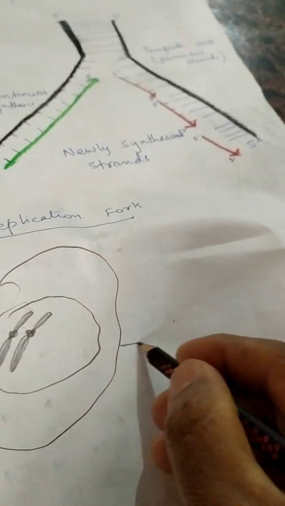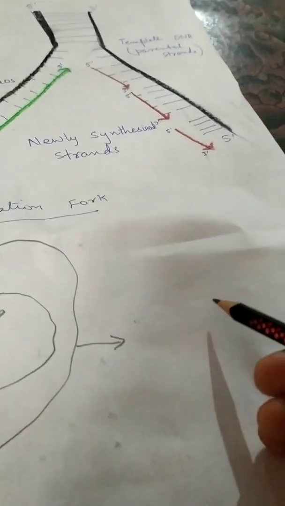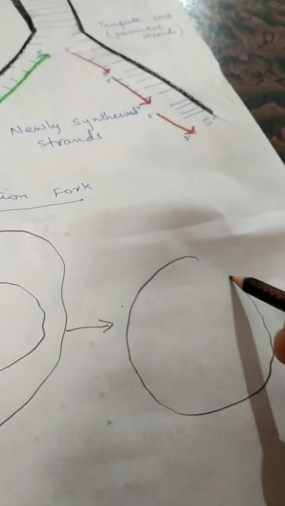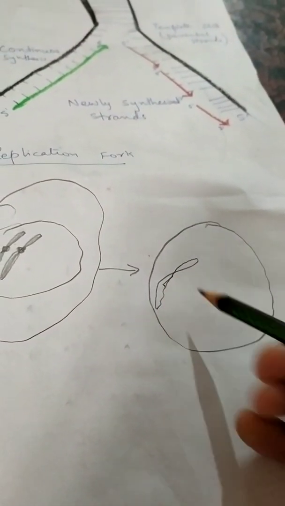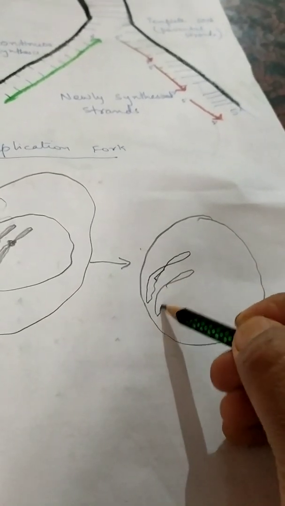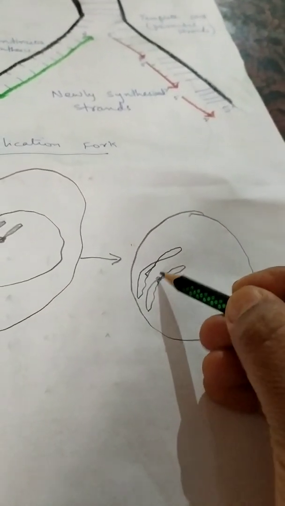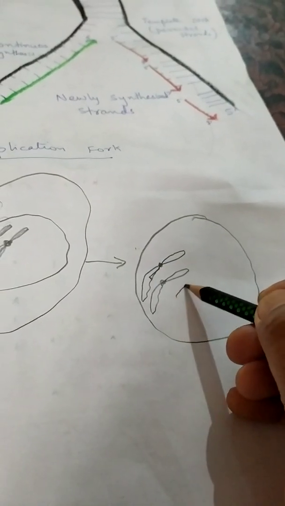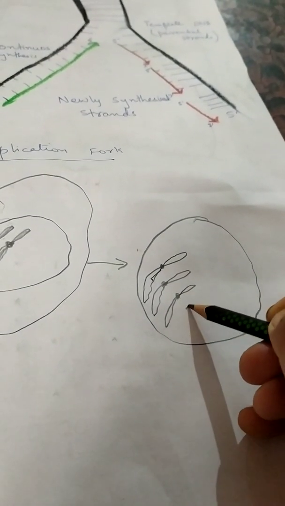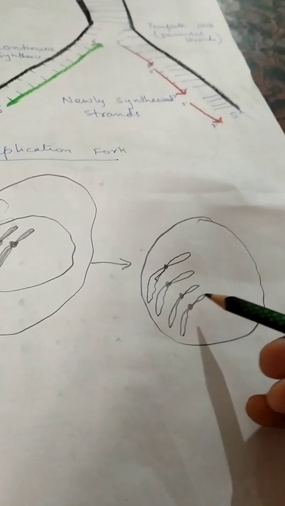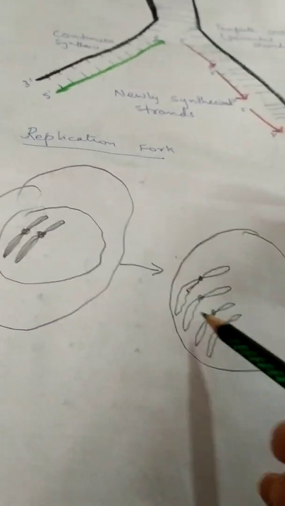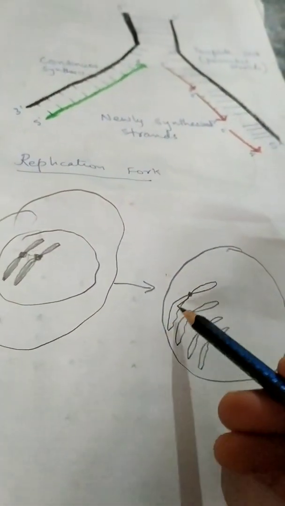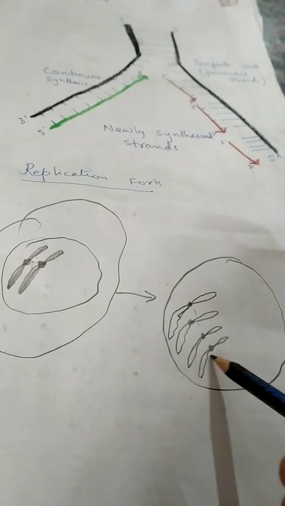So after the replication of DNA, what will happen? You see, the cell will synthesize DNA this way. These are the chromosomes. So originally there were 2 chromosomes, and later on this chromosome is divided into 2, and again this chromosome is divided into 2.